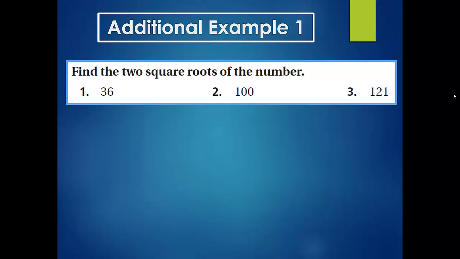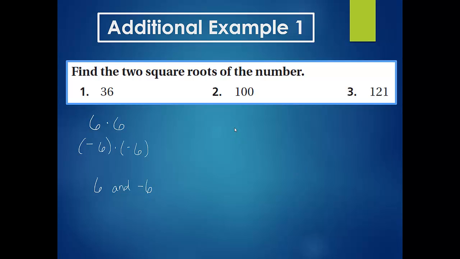Now we have an additional example. You can either pause the video and try it on your own, or you may follow along. Find the two square roots of the number. For the first one, we have 36. We know that 6 times 6 equals 36, and negative 6 times negative 6 also equals 36. So our two square roots are 6 and negative 6.